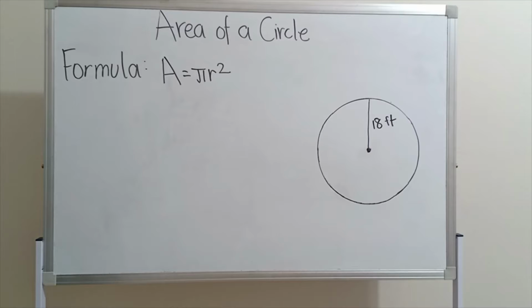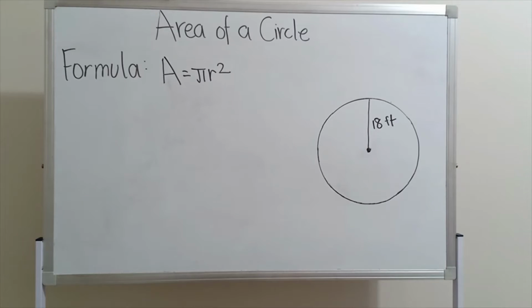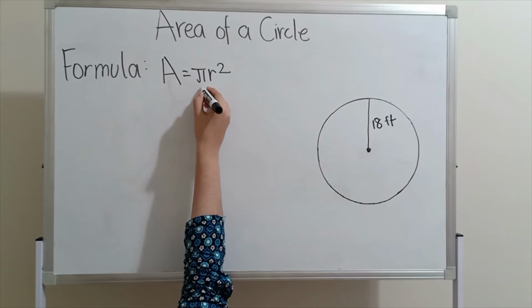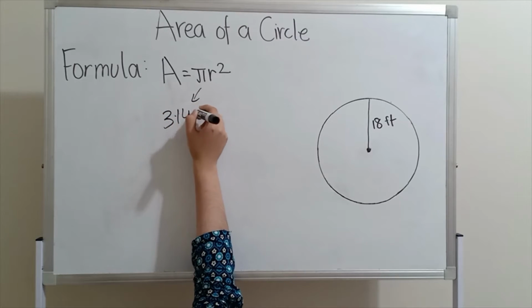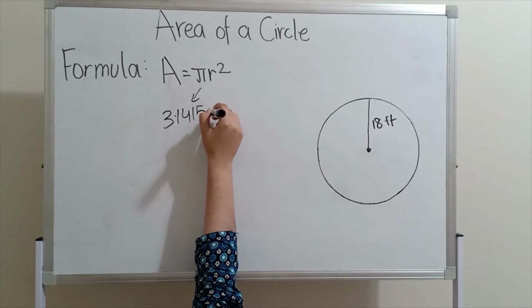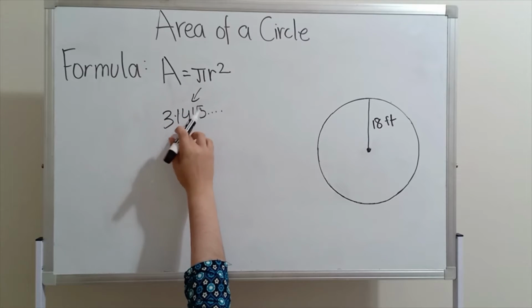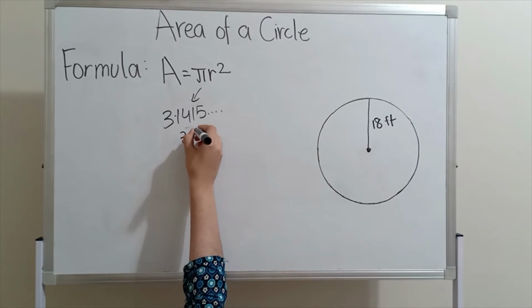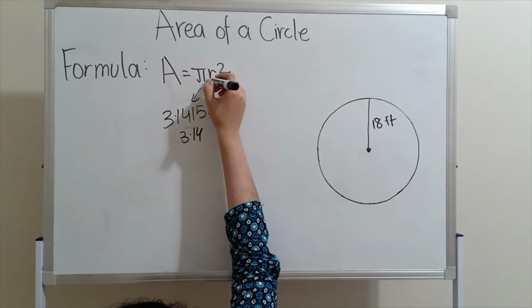We have pi r squared. So pi, we know that it is a very complicated symbol in math. It is the short form of a number which looks something like this, 3.1415, and it keeps going on. This is the number pi. So in short form, we can just say 3.14 to make it easier for us. Then we have r squared.